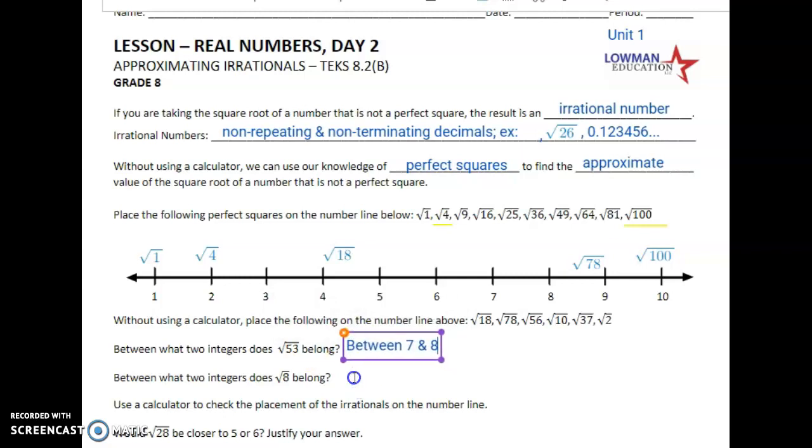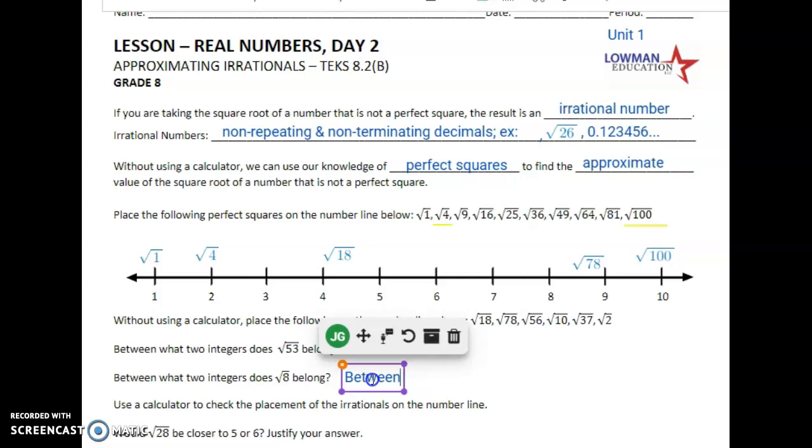Let's do one more together. It says, between what two integers does the square root of 8 belong? Well, let's think about that. I know that 4 times 4 is 16. 3 times 3 is 9. Okay, so it's definitely going to be before 3, because 3 squared is 9.